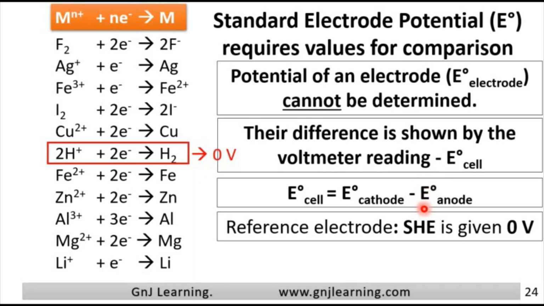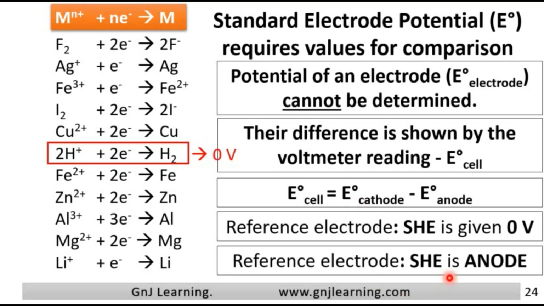So now I have the value of anode. What is it? 0 volt. Then you can find the value of E0 cathode. Let's see how. So the reference electrode SHE is always treated as anode whenever it is a reference electrode. What is a reference electrode? It is the electrode used to find the E0 value of other electrodes. So let's see how we can assign the values.